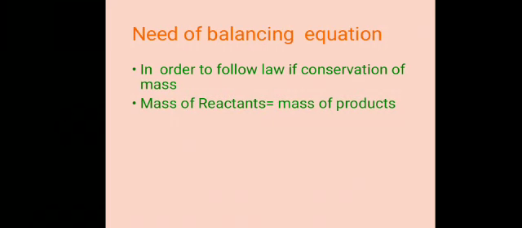What is the need of balancing this equation? We are balancing the equation in order to follow the law of conservation of mass. That is, the mass of reactants should be equal to the mass of products. According to the law of conservation of mass, the mass of the reactants should be equal to the mass of the products. For making the masses equal, we have to make the numbers of atoms equal on both sides. For that, we have to balance a chemical equation.